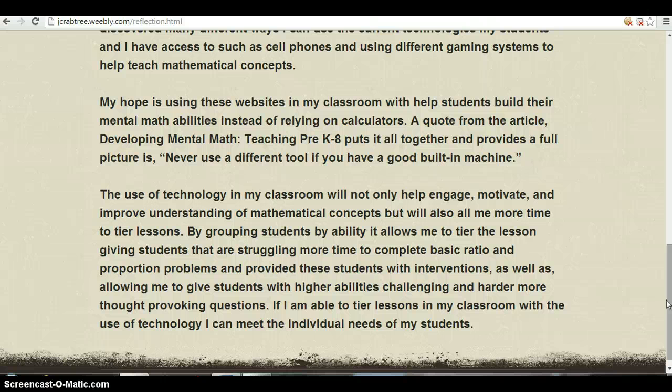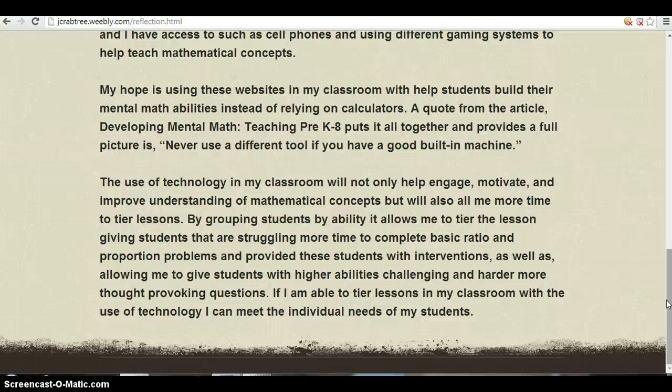Another thing that I put in my reflection was the quote that I mentioned earlier about never use a different tool if you have a good built-in machine, meaning their brains instead of using a calculator. Like I said before, I really cannot wait to blow that up and put it on a poster and hang it up in my classroom next year because I think that's a very important message for our students to see.